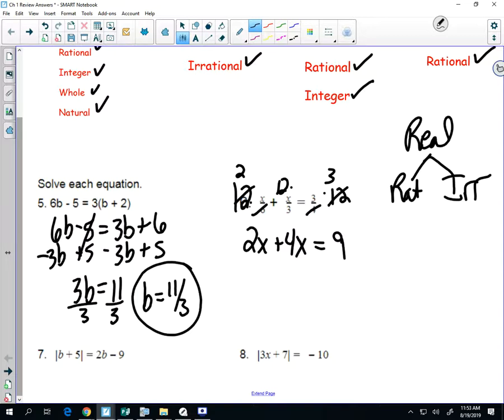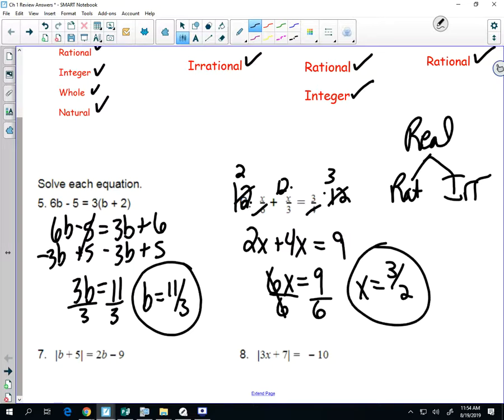And look at this problem now. It just becomes 6x equals 9. So when I divide by 6, I'm still going to keep it as a fraction. But if I can reduce my fraction, 9 and 6 are both divisible by 3. So that's going to become 3 over 2 or 1.5 if you prefer. Okay? Equations, they have one answer.